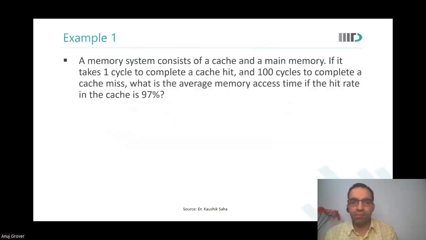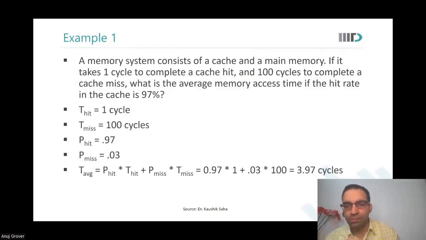Let's take an example. A memory system consists of a cache and the main memory. If it takes 1 cycle to complete a cache hit and 100 cycles to complete a cache miss, what is the average memory access time? Can you find this out? If the hit rate is, say, 97%, can you find this out? So 3.97 units. 3.97 cycles. Is this clear?